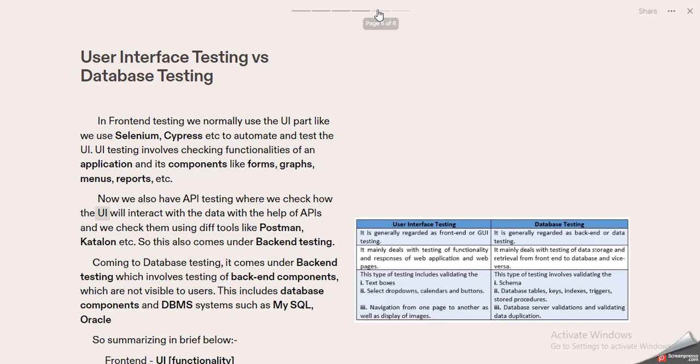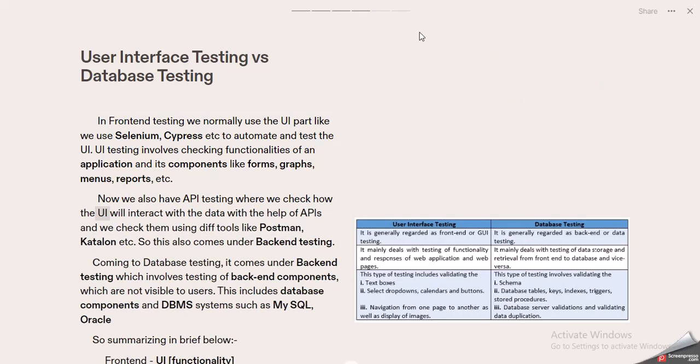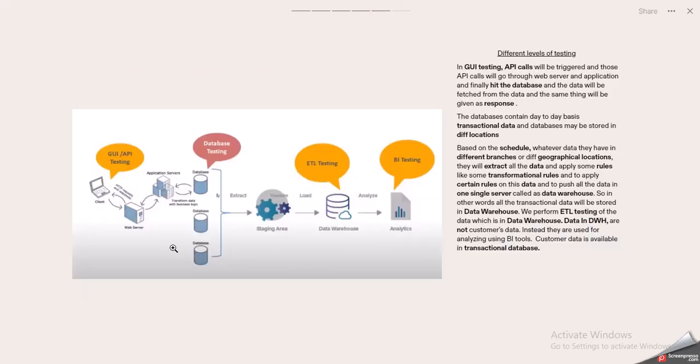Moving on to the next subtopic. Now here I have shown you a picture which you can visualize properly. Here we will be discussing the different levels of testing. This picture represents the total flow of the different levels of testing. So what happens basically in GUI or API testing? GUI means, as I already showed, graphical user interface, or API testing.